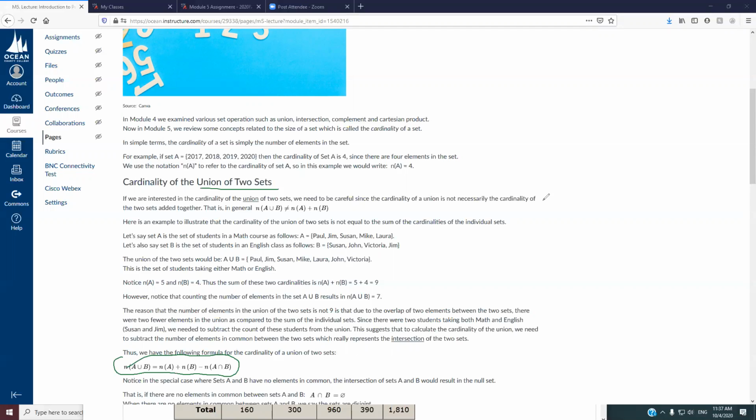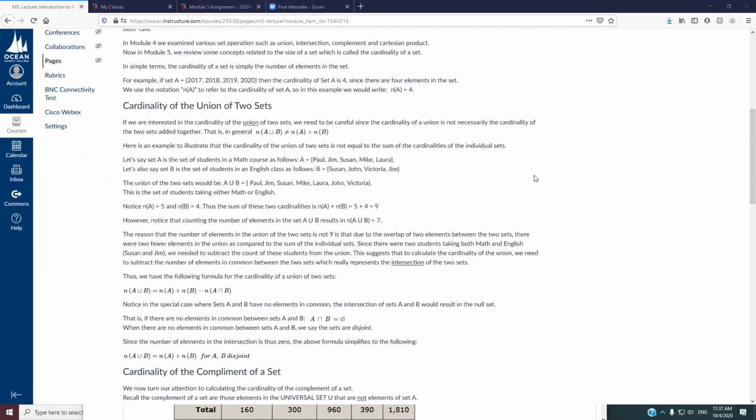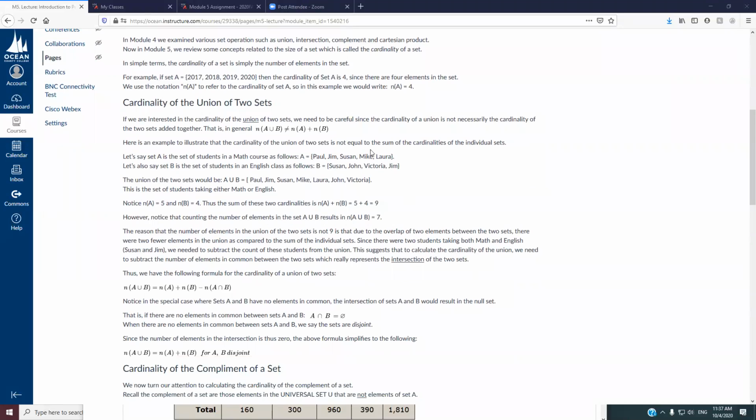Now, of course, you might have a scenario where there are no students taking both math and English. What if I had no overlap here? If there was no overlap, then the intersection is really 0. There are no students that are taking both math and English. When that happens, this goes to 0.